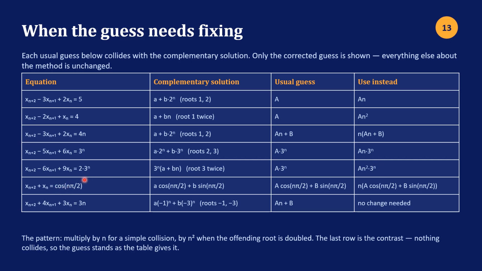Then we have another one involving a trig function. So we have this difference equation. This is a complementary solution. And of course this clashes with this. So rather than just using our usual guess, a linear combination of these two will be the normal substitution for the particular solution. But because of this clash here, we multiply by n.